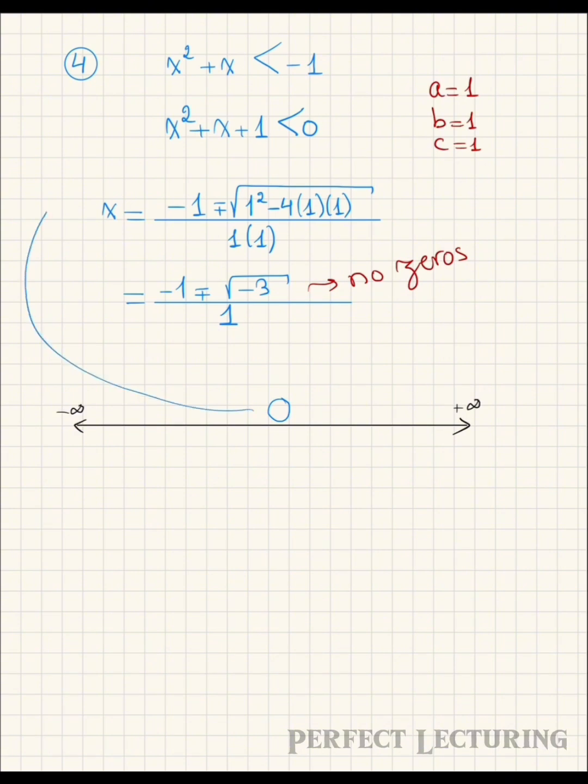You plug it into this trinomial, and I will get positive. And no matter what number I choose on the number line, I will always obtain a positive answer in this case. But we have a less sign for this inequality. This means that we have no solution. And that is all about how to solve a quadratic inequality algebraically.